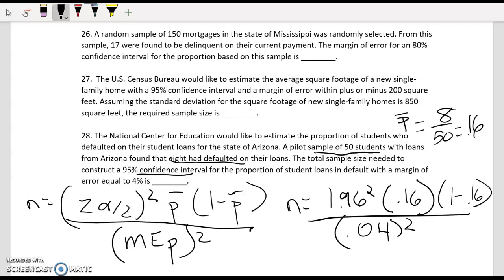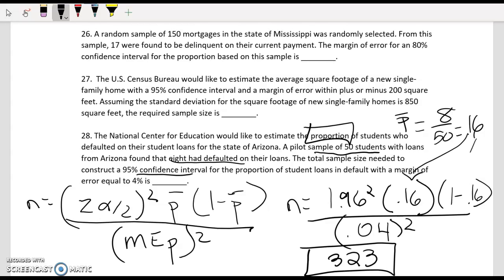Now, if you put that into your calculator, I think I got 322 point something, but remember for sample size, we're going to round up. So your answer would be 323. You just need to make a note that if it's a proportion and you're asked to find the sample size, you're going to do your sample proportion times 1 minus the sample proportion. Let me know if you have any questions.